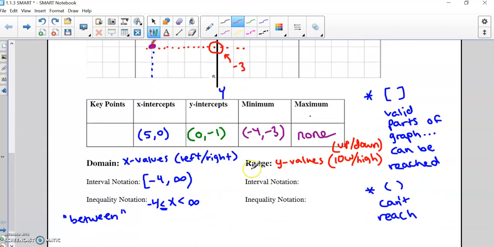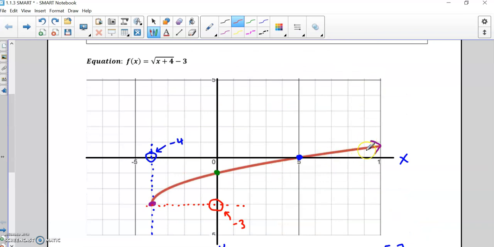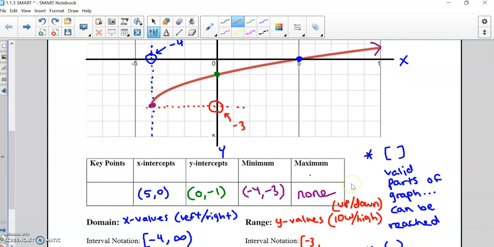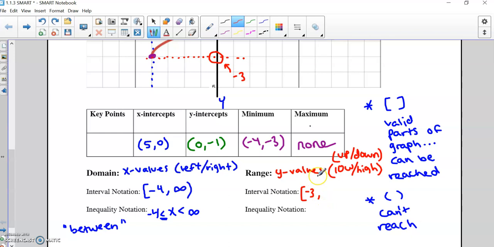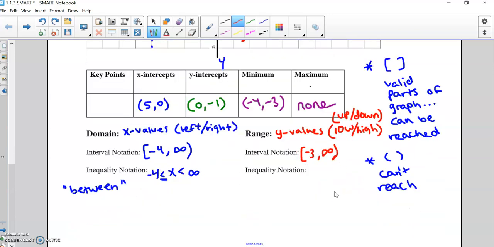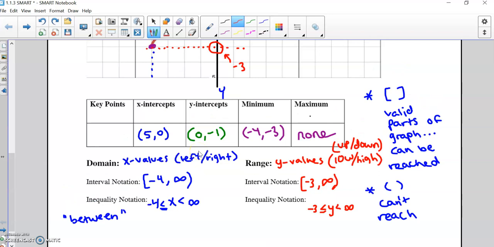So we know that our interval is going to start at -3, and we'll put a bracket because it's a real point on the graph. And again, because this graph is going higher and higher forever, we're going to put infinity, because not only is it going to the right forever, but it's also going in the upwards direction forever. And then for inequality notation, we can use the same exact values, just replace x with y, because now we're using y. All right, so that is all for this graph.